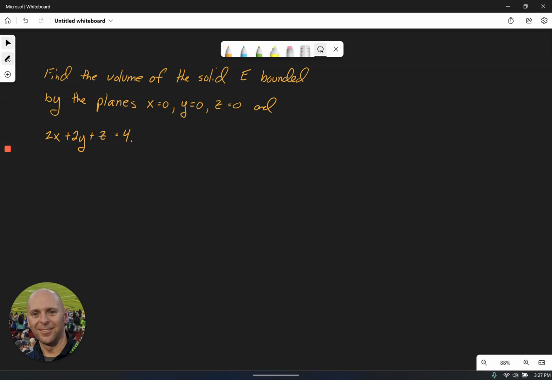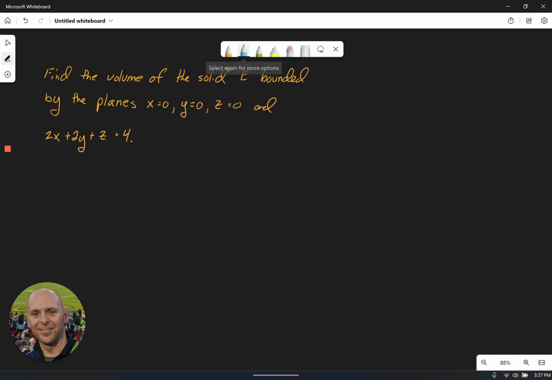Okay, so let's look at an example now of finding the volume of a solid. In this case, our solid is bounded by the planes x equals 0, y equals 0, z equals 0, and an additional plane 2x plus 2y plus z equals 4. So we're going to want to graph this, again, just to try and get a sense for what it is.